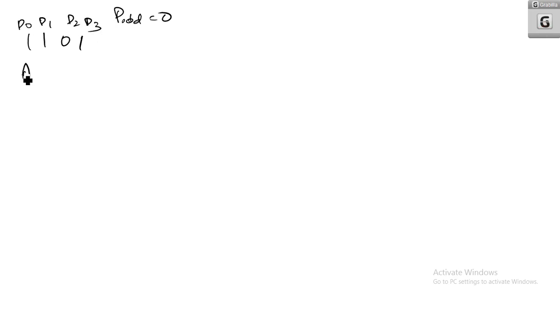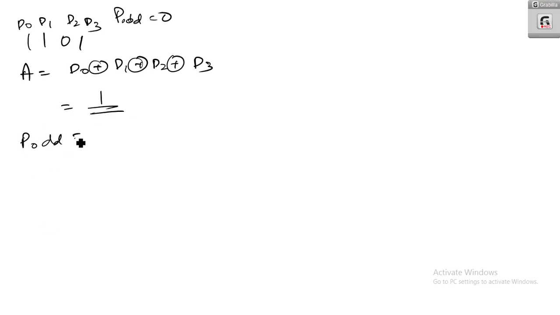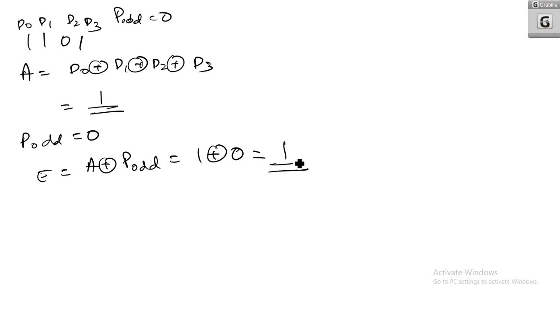So what is A? A is basically D0 XOR D1 XOR D2 XOR D3. What is it? 1 XOR 1 is 0. 0 XOR 0 is 0. That 0 XOR 1 is 1. Now what is odd parity? Odd parity is 0. Therefore what is E? E is A XOR P odd. So what is it? That is 1 XOR 0. What is the answer? 1. So here we can see that E is equal to 1, which means that the incoming data contains no error.